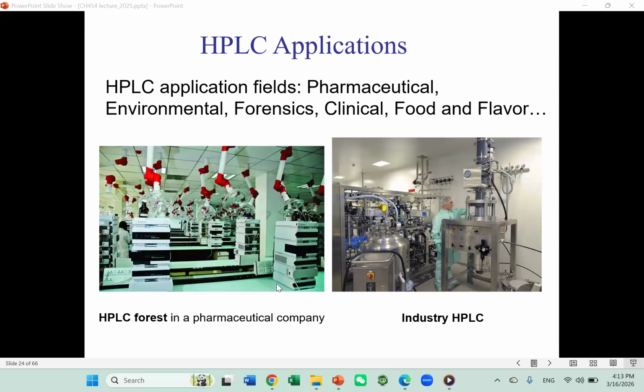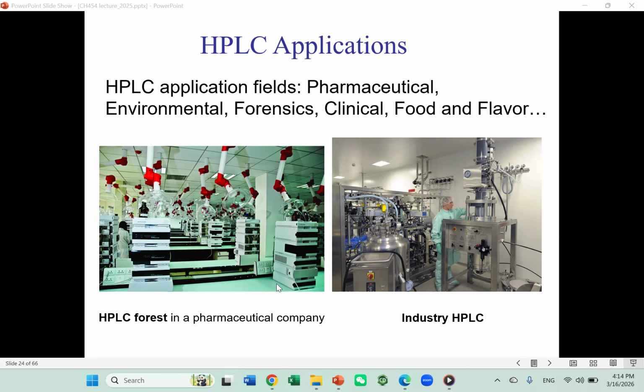And HPLC is a very useful, very powerful tool. As far as I know, at least four or five of my friends or colleagues know how to run HPLC, and they found jobs. So if you are an HPLC expert, it's very easy for you to find an academic job or an industrial job. It's a very powerful tool, and it has many applications. Here are just some examples.